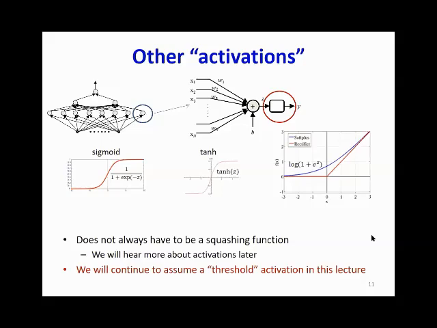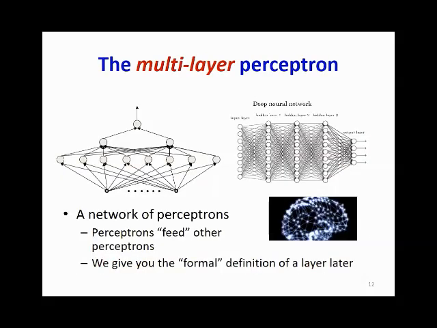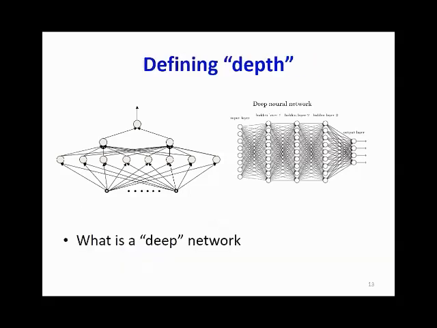Now, a multi-layer perceptron, or an MLP, is a network of such perceptrons, where perceptrons receive inputs from other perceptrons and may pass on their outputs to yet other perceptrons. We'll see a formal definition of what a layer is later, but basically in an MLP, these perceptrons are organized in layers which are connected to one another. And when these networks have many, many such layers, they are said to be deep networks.